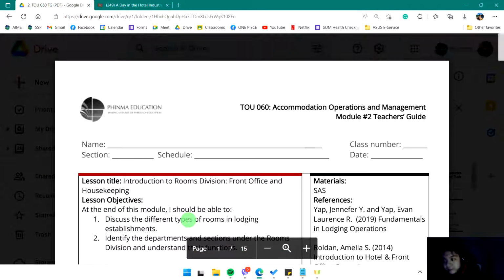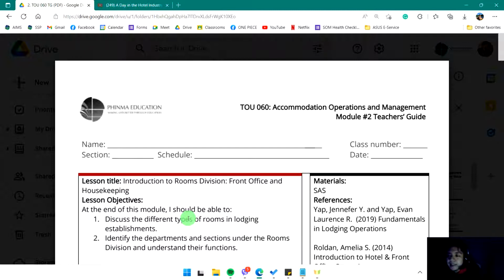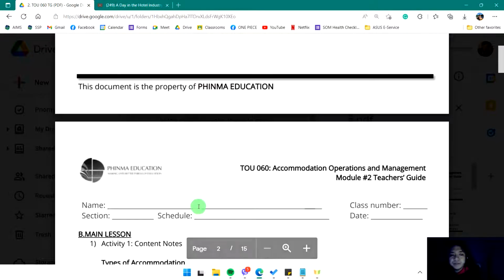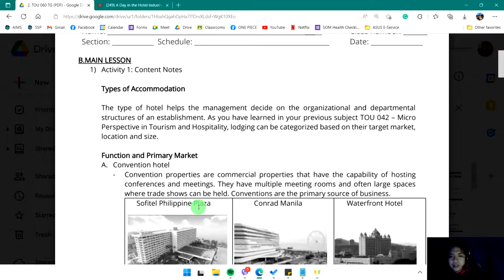Welcome to the rooms division of the hotel. The rooms division of the hotel is comprised of two departments. So we have the front office department and the housekeeping department. And basically, we'll talk about them for today's video. So let's start first and foremost by identifying the types of accommodation that we have here. Well, in the Philippines, since our examples ay mga hotels sa Philippines.